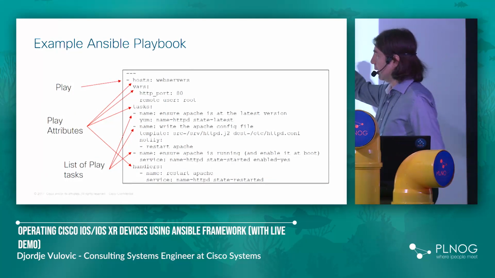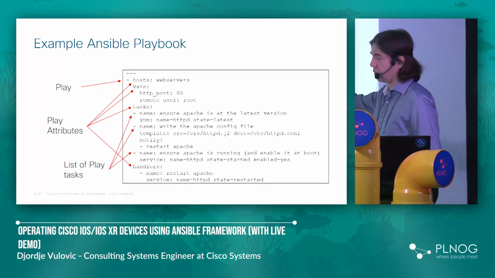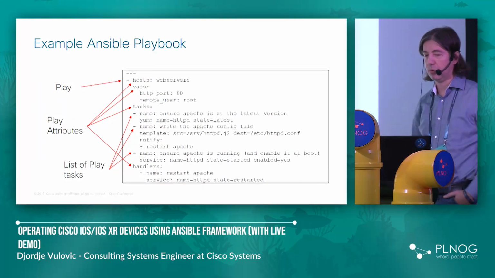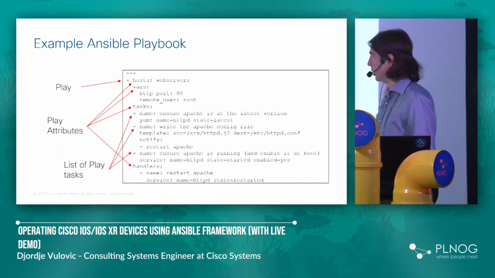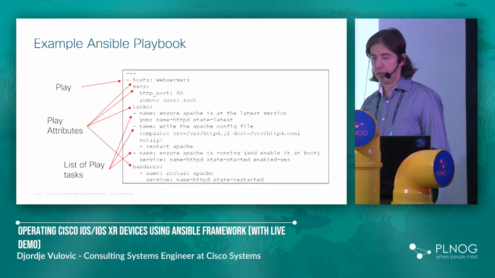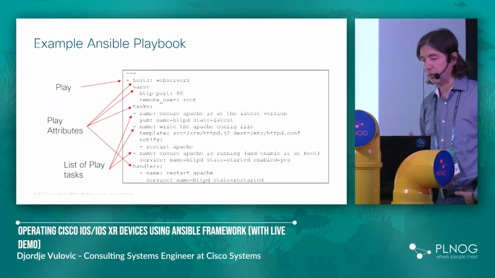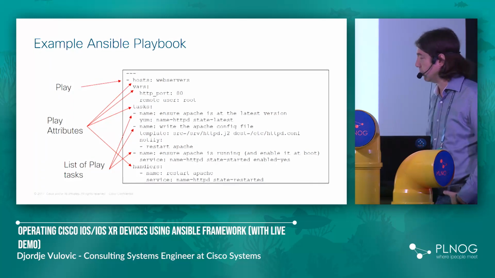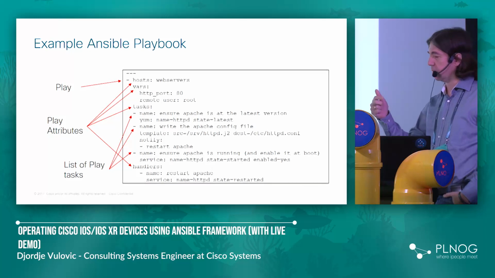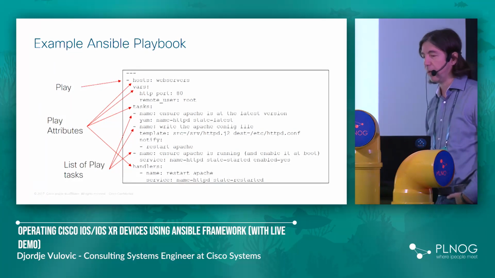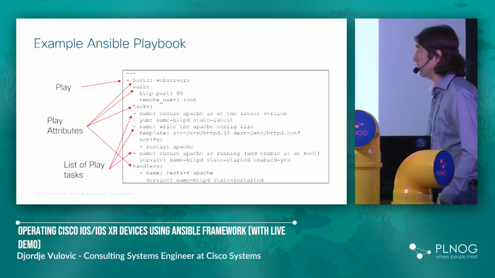Here, there are some keywords. Within a play, we have the hosts where we want to execute something, and we can define some variables in here. We can also do it later. Ansible, and you will see that in the examples, employs a lot of programming constructs. So you can do if-thens, for loops, while loops. You can then do different things with the variables themselves.